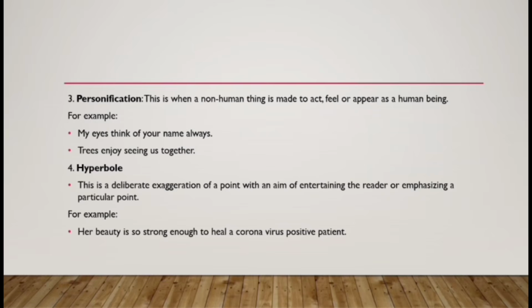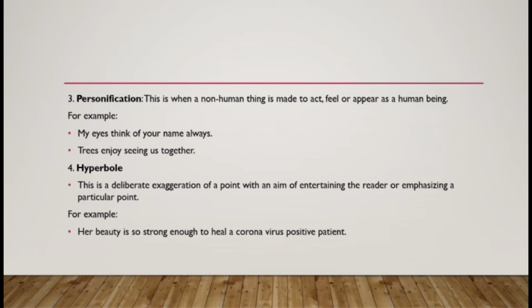Now let's look at personification. This is when a non-human thing is made to act, feel, or appear as a human being. Such non-human things include animals, trees, mere things, and others. For example, my eyes think of your name always. Trees enjoy seeing us together. Let me ask you, can eyes think and trees enjoy seeing something as people do? Not at all. So these are just examples of personification.